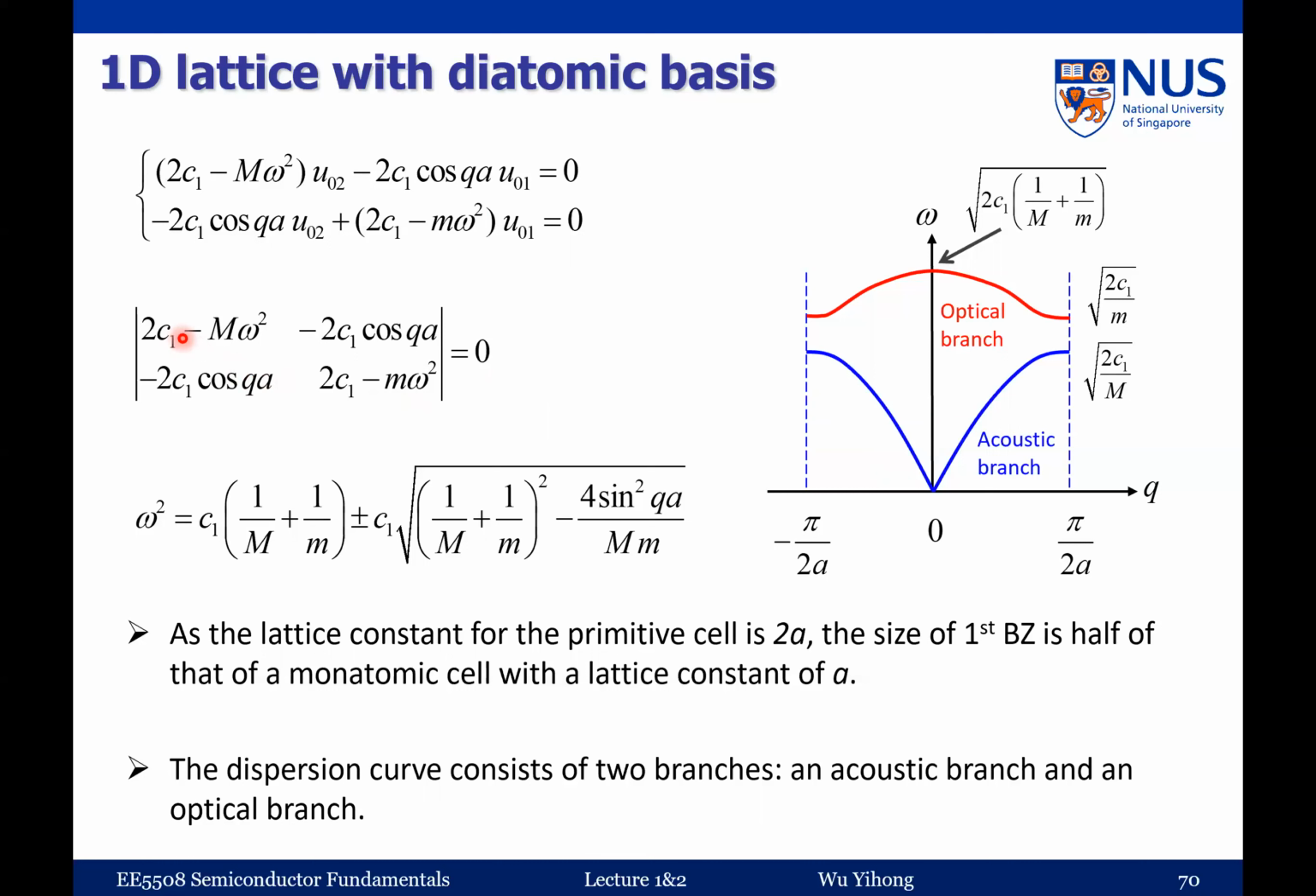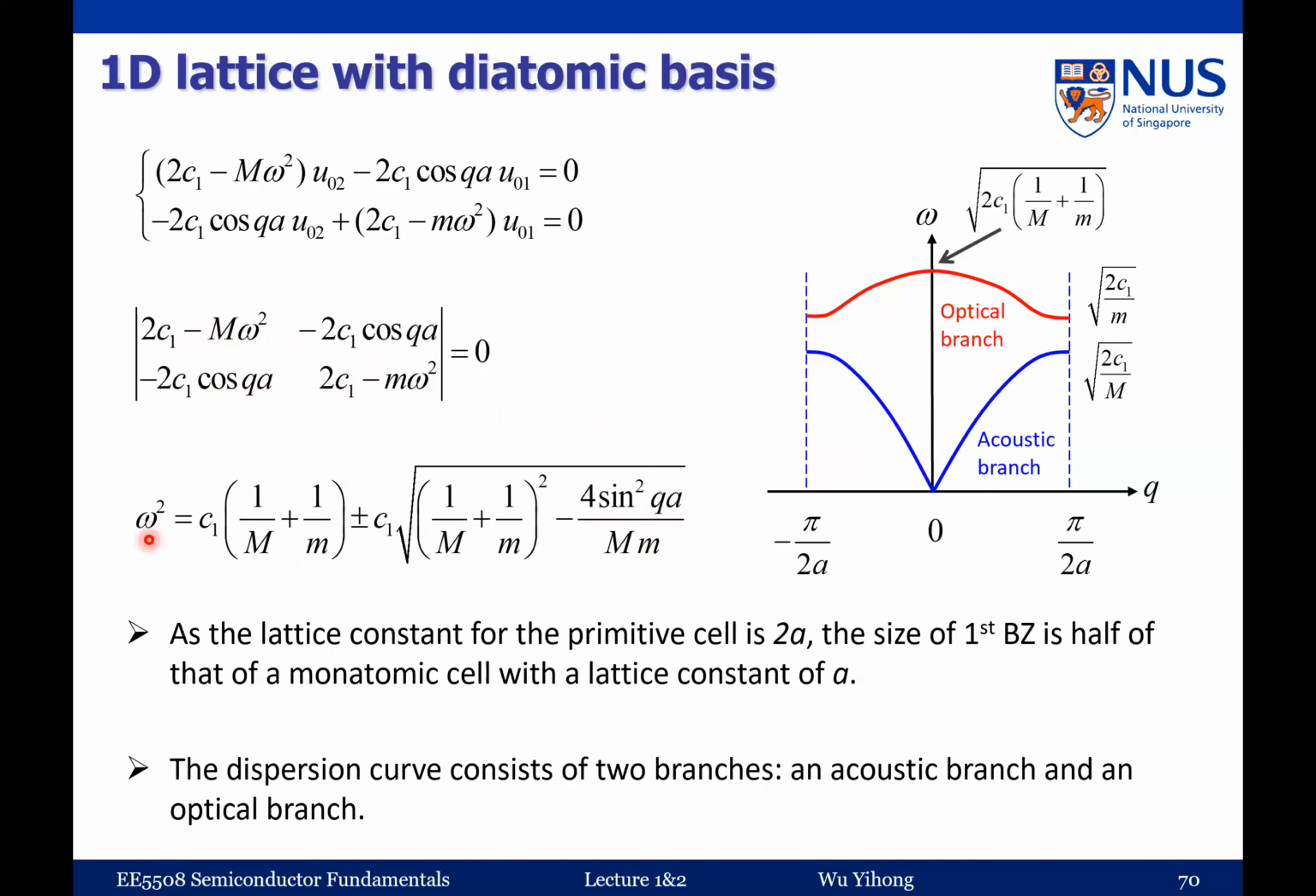So the determinant is basically this element multiplied by this element, minus this element multiplied by this element, right? With that, this will be 0. And this is a very simple algebraic equation about omega and q. We will solve it, and then we find omega as a function of q in this form.